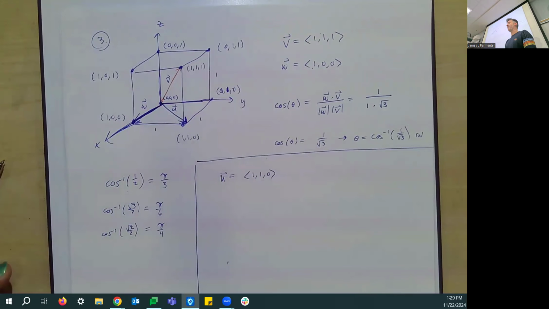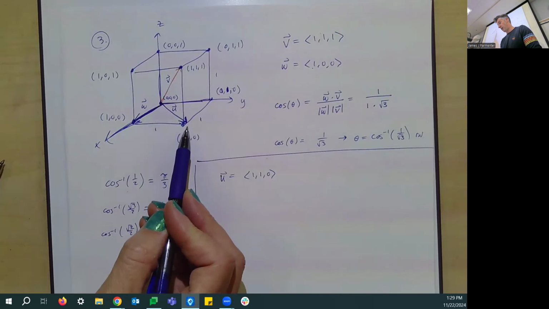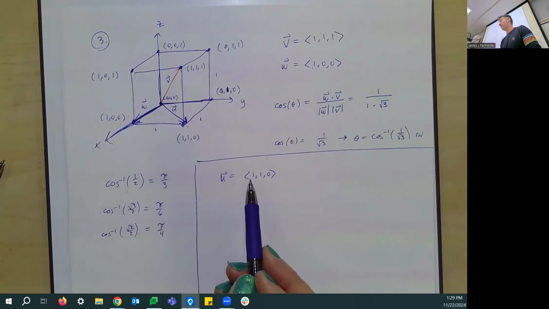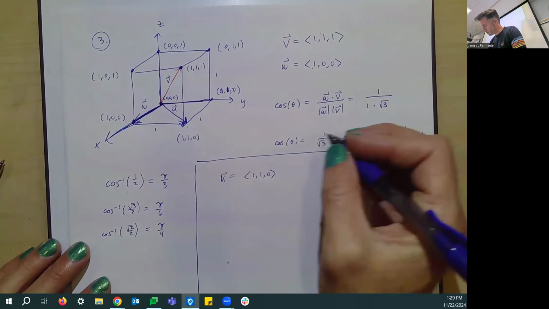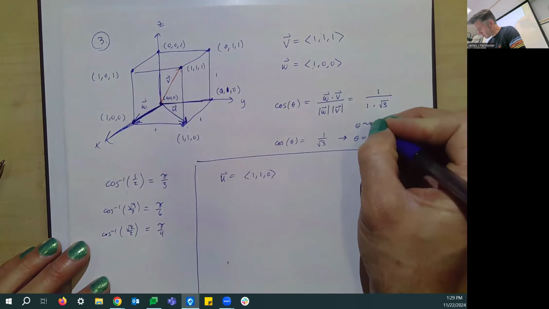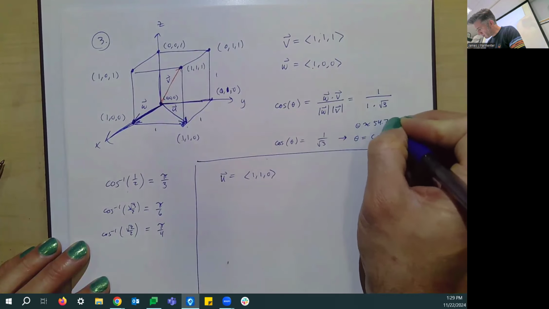The great thing about writing vectors that emanate from the origin is the point they terminate at is just what the vector is. This vector starts here and ends there, and it ends at the point 1, 1, 0, and the vector is the vector 1, 1, 0. How convenient. Oh yeah, I wanted to write down what that angle was though. It was about 54.7 degrees. Neat.